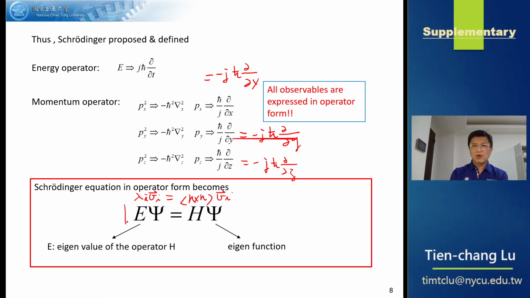This is analogous to linear algebra. Once we have these Hamiltonians, we are able to solve the eigenfunctions, and each eigenfunction corresponds to a specific eigenvalue. This eigenvalue, of course, is the energy of the operator, the Hamiltonian H. And each specific eigenvalue corresponds to a specific wave function.